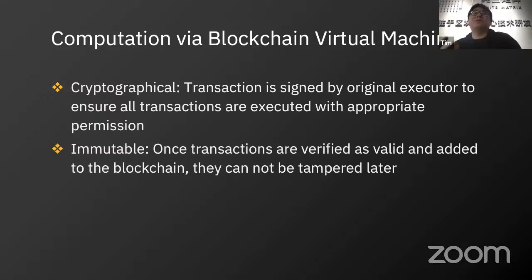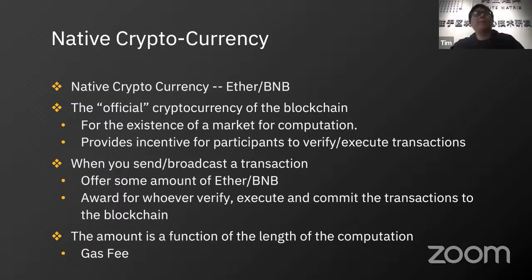The other attribute is that it is immutable, right? Once the transactions are verified, valid, and added to the blockchain, they cannot be tampered with. Otherwise, the blockchain hash will become different, and all the blocks after the invalid block will become invalid too, because the previous hash becomes invalid. So in order to make sure this happens, we also need a native cryptocurrency, like Bitcoin on the Bitcoin network. We also need this kind of native cryptocurrency.